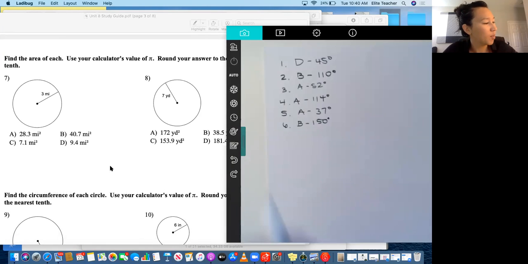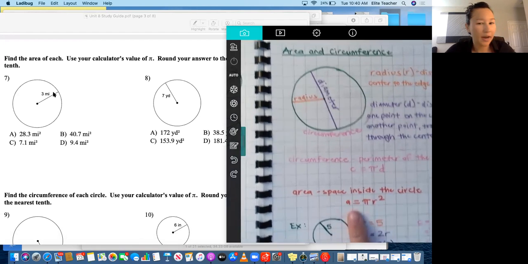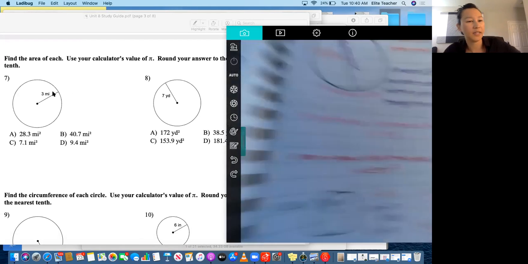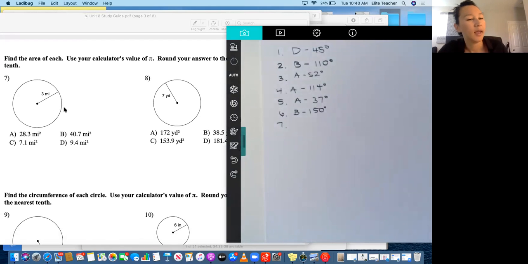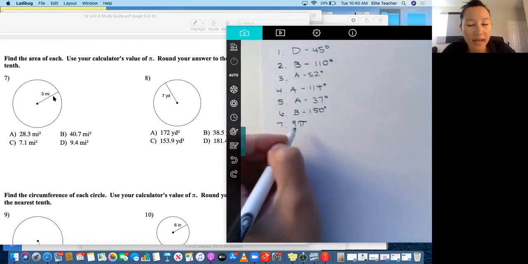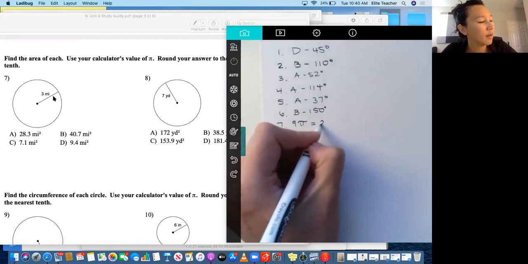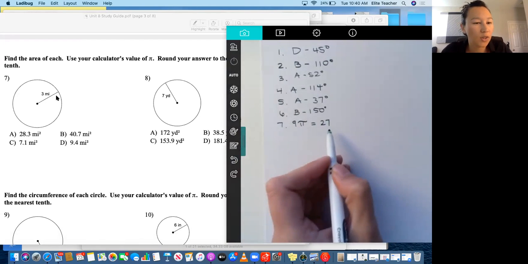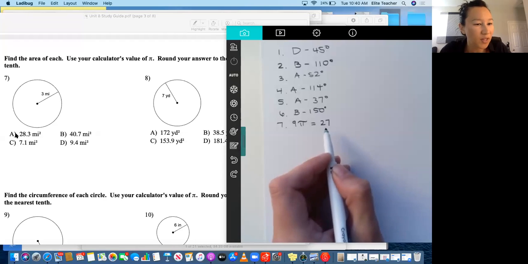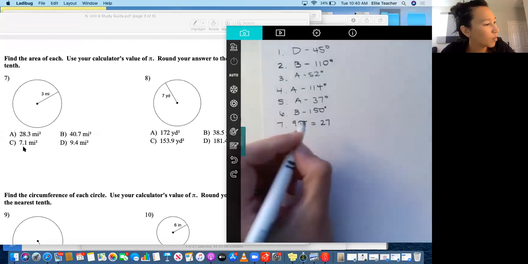Okay, then a couple area and circumference questions. So number 7, let's see. So remember, the area is pi times the radius squared. So our radius is 3, so we need to square that, which is 9. And then we're going to multiply that times pi. 9 times pi. Pi is about 3, so you can always just get a rough estimate in your head. So 27, but we know it's 3.14. Yep, we know it's just going to be a little bit more than 27, and so that would be A, 28.3.